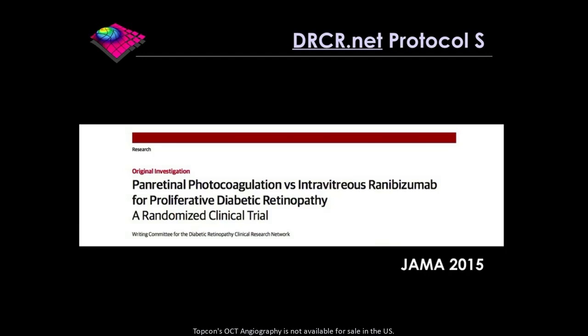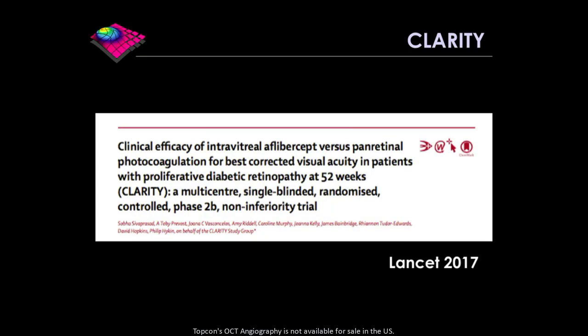And so that was backed up then more recently with the Clarity study, which showed that another anti-VEGF agent was also beneficial in proliferative diabetic retinopathy. So it occurred to me, in wet AMD and in our diabetic macular edema patients, we use OCT to govern retreatment of those patients. So they have fluid, we give them an injection. They don't have fluid, we don't give them an injection.